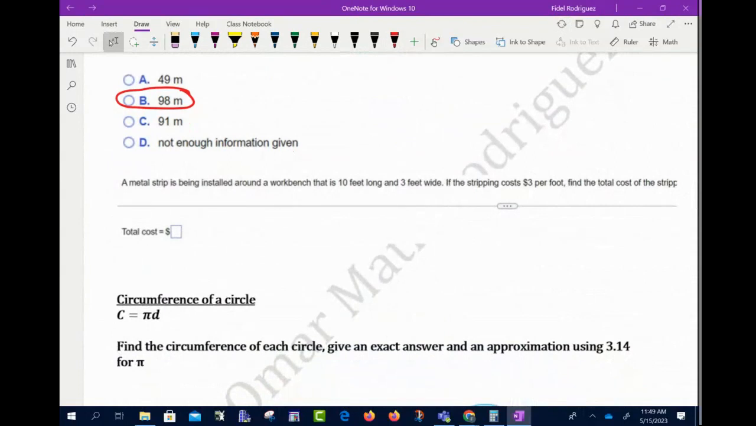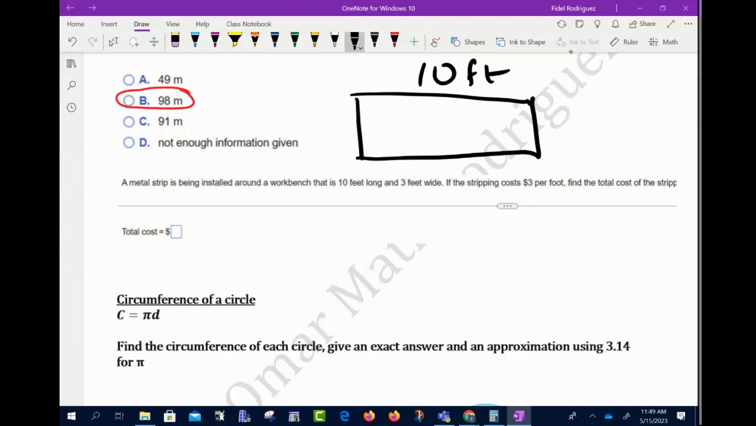Okay. Let's see, y'all. The next one says a metal strip is being installed around a workbench that is 10 feet long and 3 feet wide. Okay, so look, y'all, I'm not a carpenter by any means, but I know what a bench looks like. Looks something like this. And it says it's 10 feet long and it's 3 feet wide.